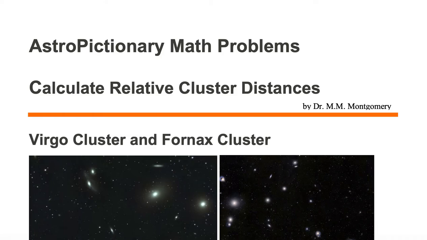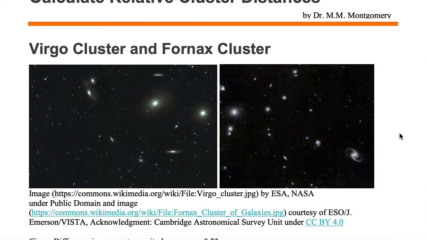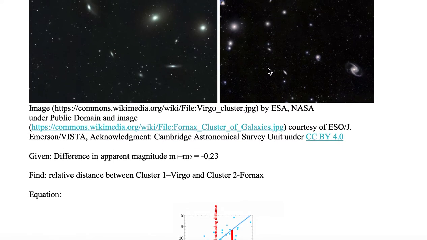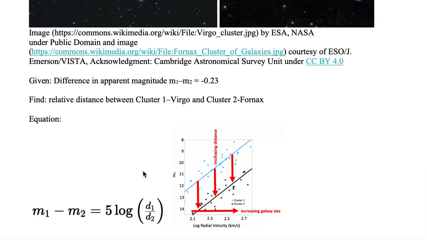We would like to calculate relative cluster distances. Here we're given the Virgo cluster and the Fornax cluster. Virgo cluster is on the left, it's cluster 1. Fornax cluster is on the right, it is cluster 2. We're given the difference in apparent magnitude between cluster 1 and cluster 2 is minus 0.23. We want to find the relative distance between cluster 1 Virgo and cluster 2 Fornax.